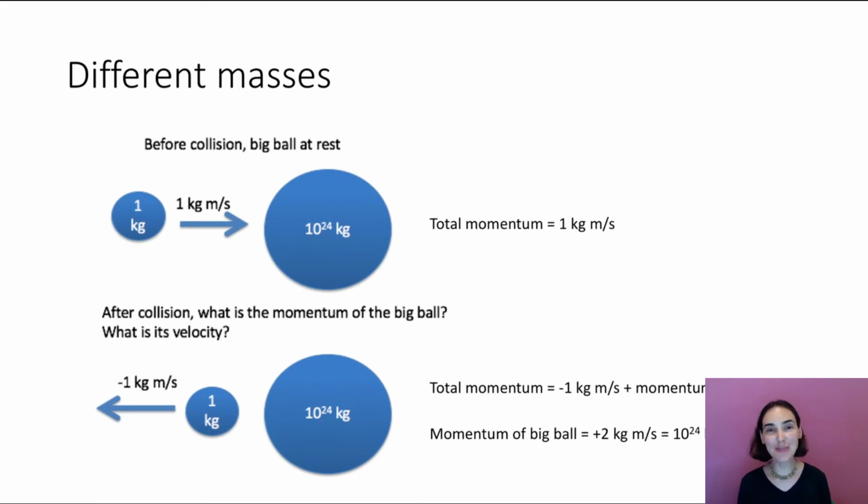And that distinction becomes important when we realize what the speed of the big ball is. It's incredibly tiny because its mass is so much bigger than the little ball. If you solve it, if you say 2 kilogram meters per second and you set that equal to mass times velocity, you're going to get that v is 2 times 10 to the minus 24th meters per second, which is like the diameter of a proton per millennium or something, far, far too small for anyone to be able to measure. But this is the situation when we have very different masses.